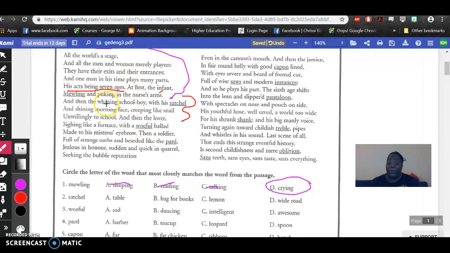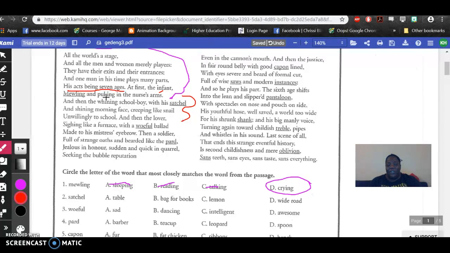I'm picturing a schoolboy's age, right? And even if I don't know what satchel means, I know he's got a shining morning face, so must be nice, bright, and clean in the morning, right? He's creeping like a snail, unwillingly to school. So probably a kid, toddler type kid, school-age boy kid who does not want to go to school.